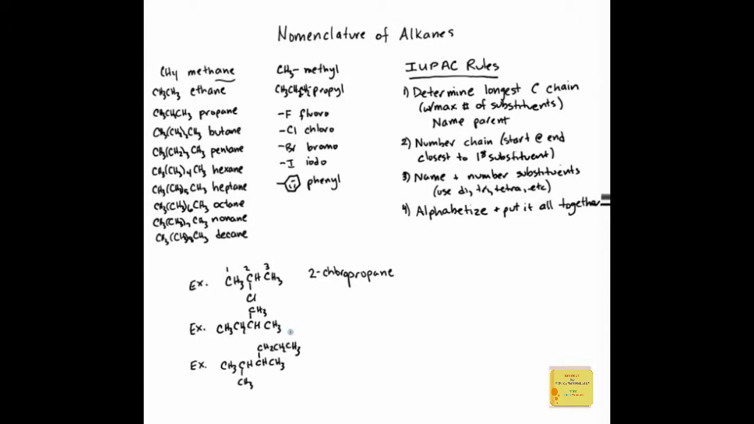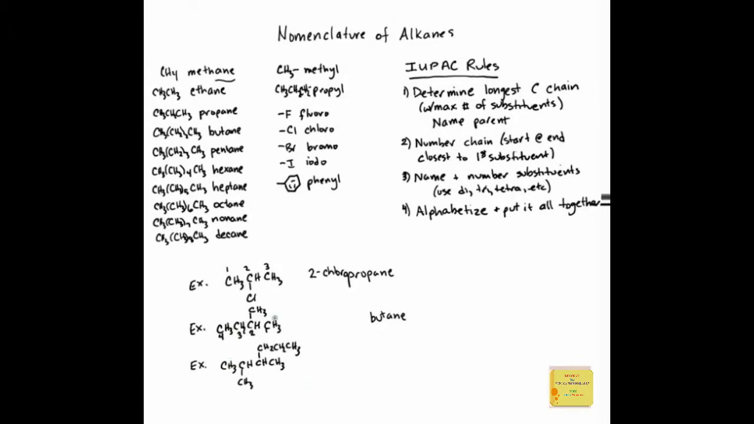Our first step is to find the longest carbon chain. So I see a 1, 2, 3, 4 carbon chain here. And so this is going to be a butane derivative. And then we need to number the chain. If we numbered from this end, 1, 2, 3, our substituent would be on the third carbon. If we numbered from this end, 1, 2, our substituent would be on the second carbon. So we're going to number it in such a way to give the substituents the lowest possible numbers.